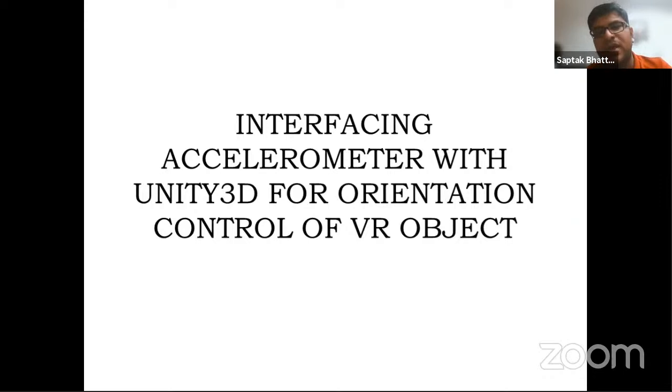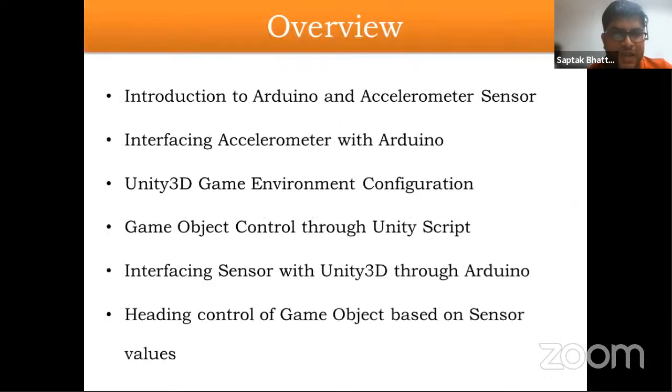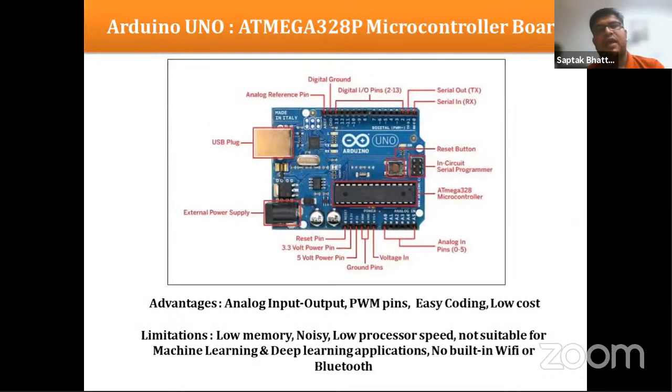I will show you a very simple application where we will control the orientation of a VR object with the help of accelerometer data. For this purpose, I have used a popular data acquisition board known as Arduino Uno. The Arduino Uno has the Atmega 328P microcontroller. This is the heart of the board.